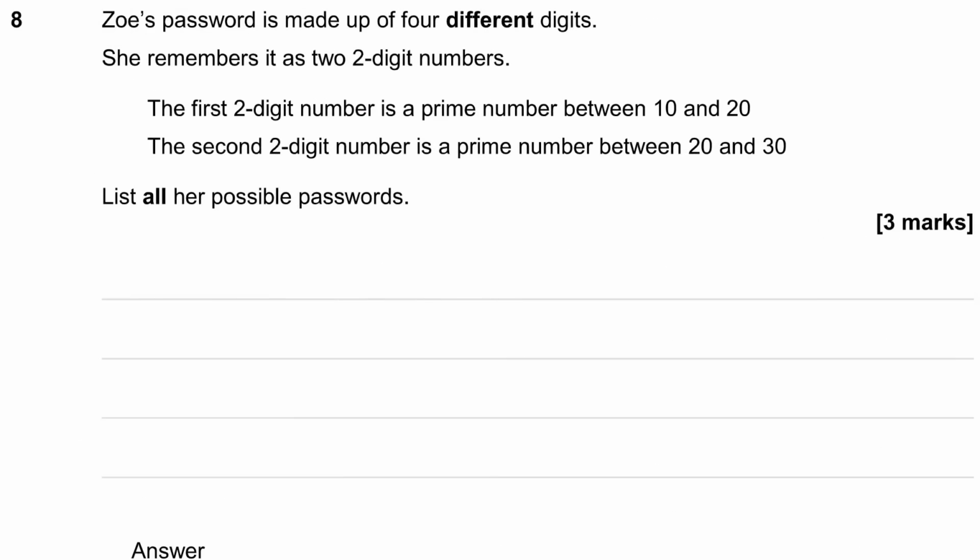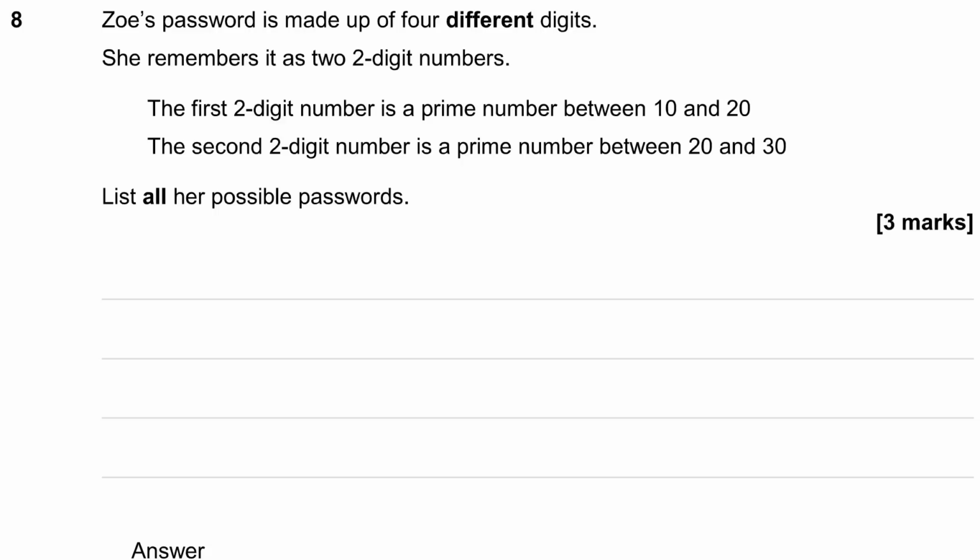Question 8. Zoe's password is made up of 4 different digits, and she remembers it as 2 2-digit numbers. The first 2-digit number is a prime number between 10 and 20, and the second 2-digit number is a prime number between 20 and 30. List all her possible passwords.